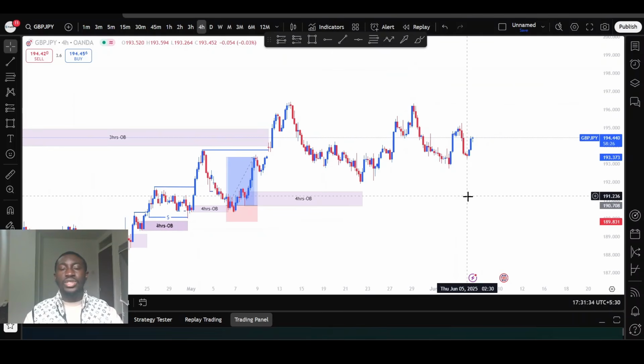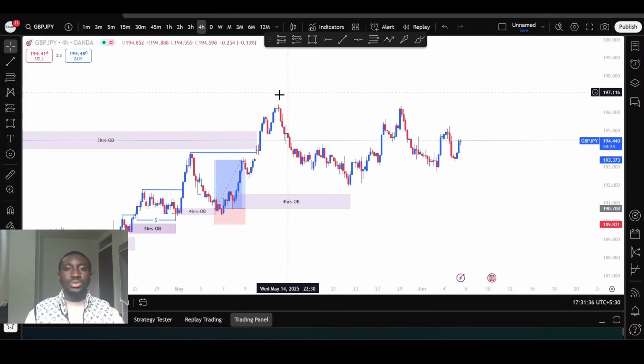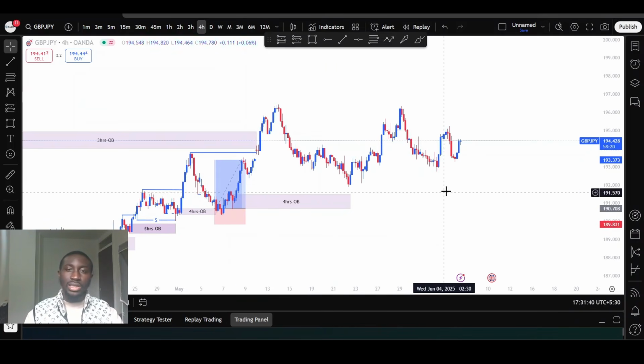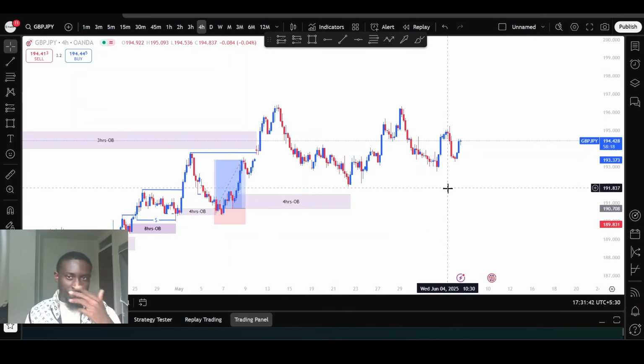But now I see why I've not traded this pair. From this area, it's more like noise. I don't understand what's happening here. I'm not seeing any break. I'm not seeing good liquidity sweep. Nothing, but price is just doing its own. And that's how I'll be looking at it.